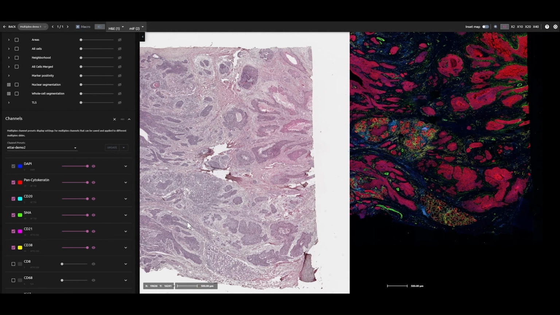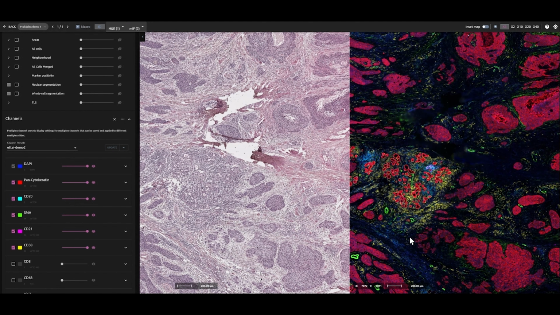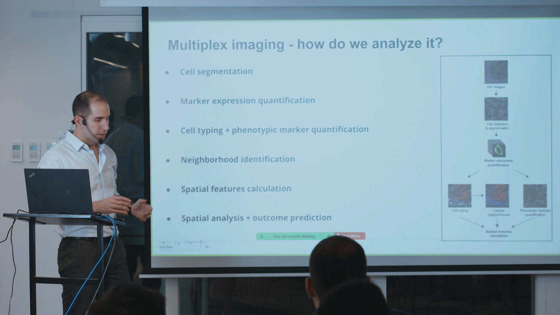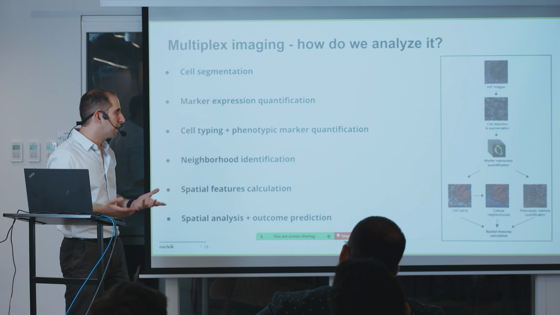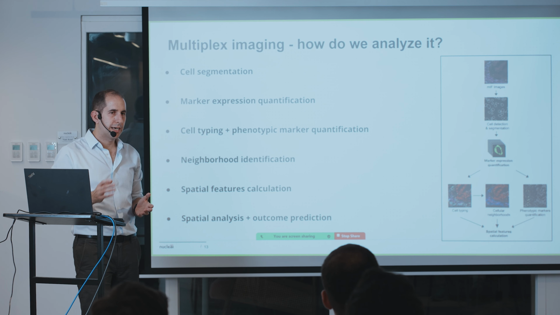And once we zoom out, you can really see the different architectures and zones within the tumor and the amount of information that we can get from multiplex imaging. So once we have the raw data, which is the multiplex image, what would we do with it? How can we analyze it? And there's actually a pretty standard pipeline for analyzing these images.